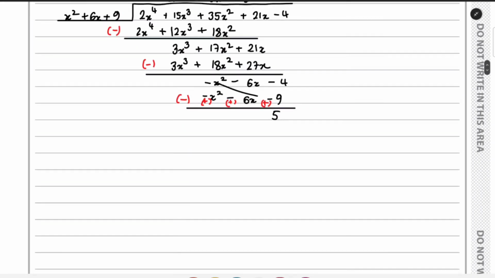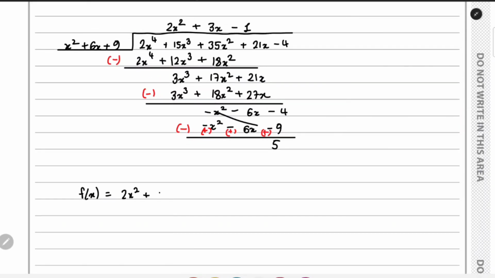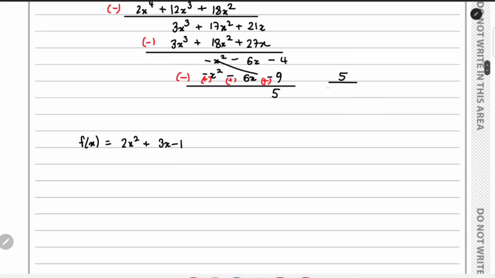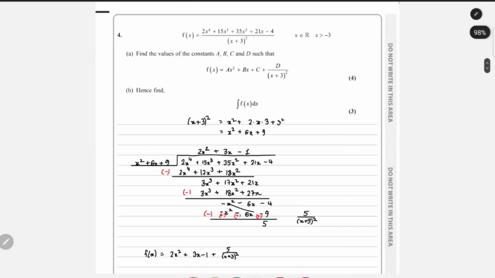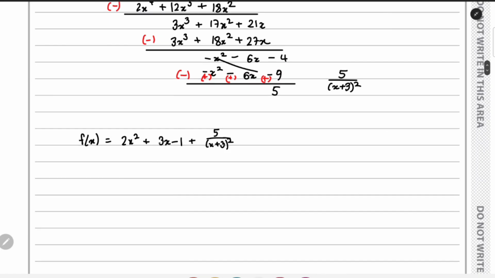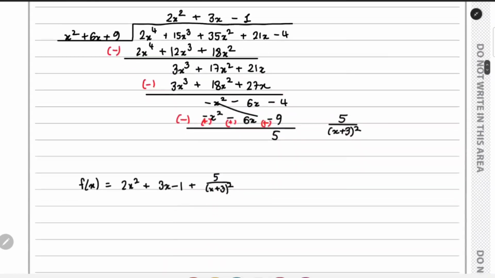Now we can write down f of x as 2x squared plus 3x minus 1 from the quotient, and from the remainder we'll have 5 divided by the divisor. So 5 divided by x squared plus 6x plus 9. This can also be written as x plus 3 whole squared, so I'll just do that, that's more convenient. So we'll add that at the end. Now this is in the same form as they asked us to. The value of a is 2, the value of b is 3, the value of c is minus 1, the value of d is 5. Now for question B, we have to find the integration of f of x.